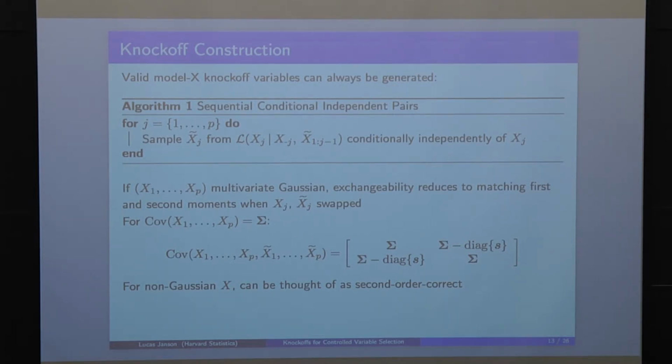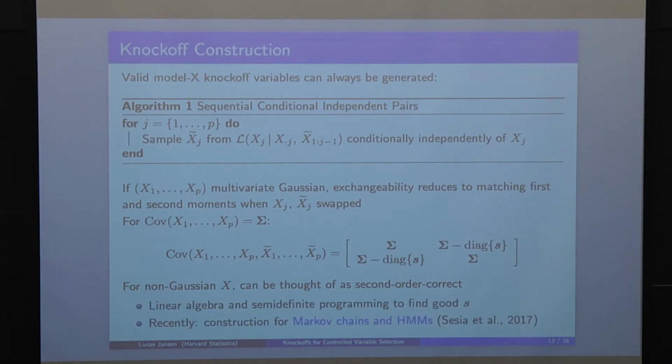And the other thing I wanted to say is that for non-Gaussian x, so this is an exact way to construct knockoffs for multivariate Gaussian x. For non-Gaussian x, we could think of this as a second-order approximation to constructing knockoffs, right? So that pairwise swap exchangeability property said that these two things were equal in distribution. Well, if I follow this procedure, no matter what the distribution is, then I have that these two objects are equal up to first and second moments. So it's sort of a second-order approximate construction of knockoffs. And so we might think that that's a reasonable starting point for doing knockoffs.